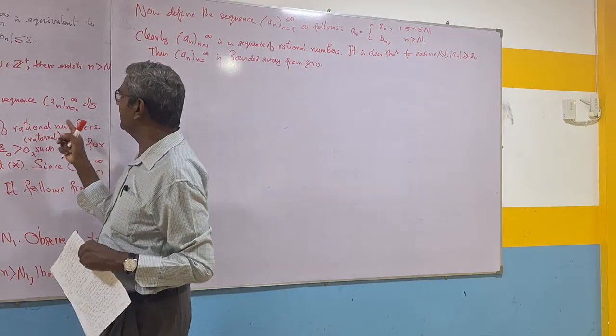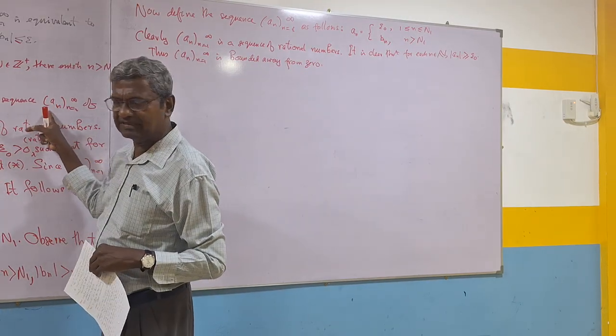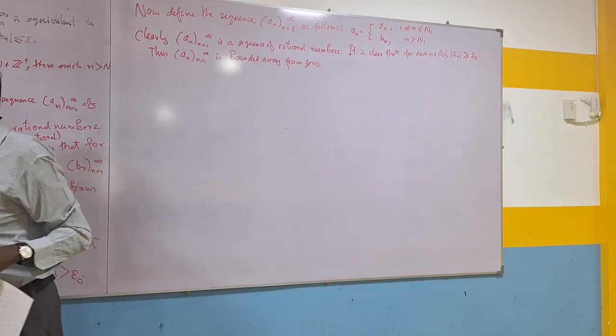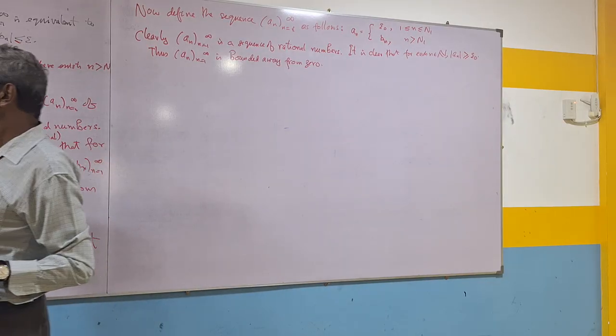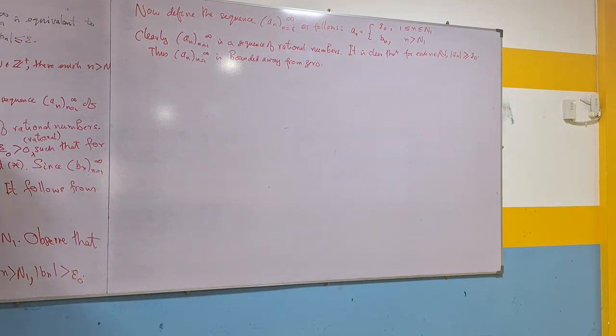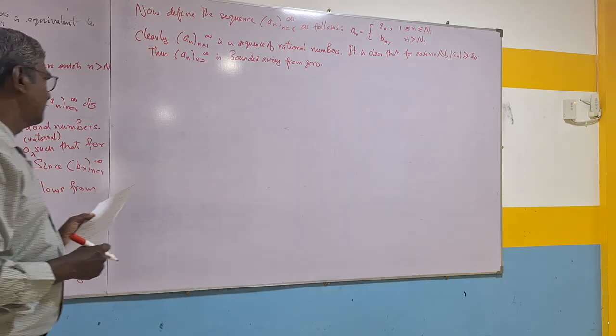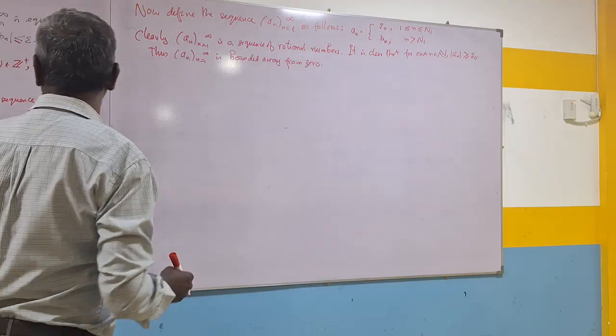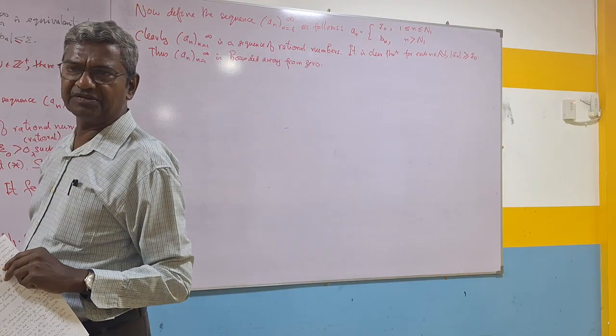Part of the proof is done. Now I have constructed the sequence An. I have proved this much, bounded away from 0. The non-zero rational numbers part is also clear, because if Bn is greater than epsilon 0, Bn cannot be equal to 0. That goes without saying. Now I have to prove that An is a Cauchy sequence.